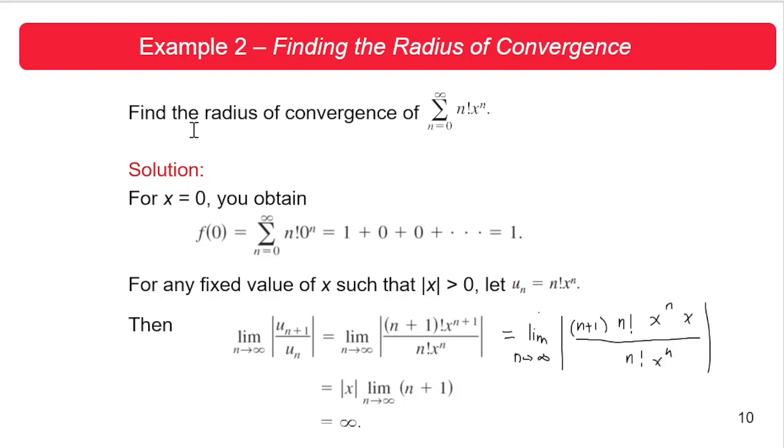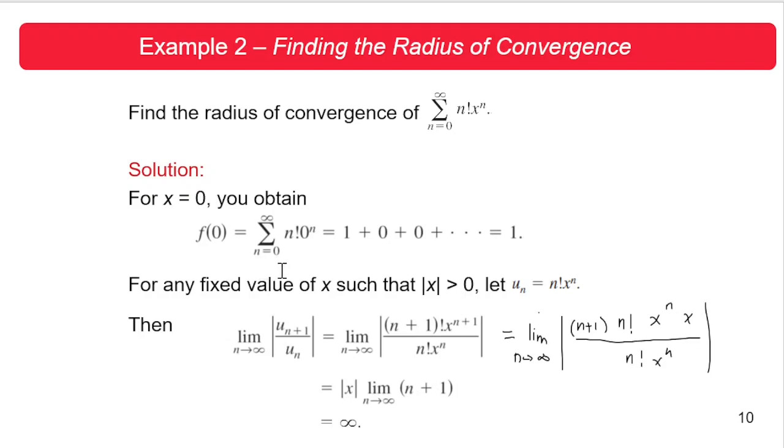Example: suppose we are asked to find the radius of convergence of the summation of n factorial times x to the n, where n is from 0 to infinity. The first thing that we have to do is check whether the given power series converges at its center. The center is at x = 0. So we need to evaluate the function at its center by replacing all the x variables of this power series by 0. So we have the summation of n factorial times x to the n, but because x is 0, you have 0 raised to n, where n is from 0 to infinity.